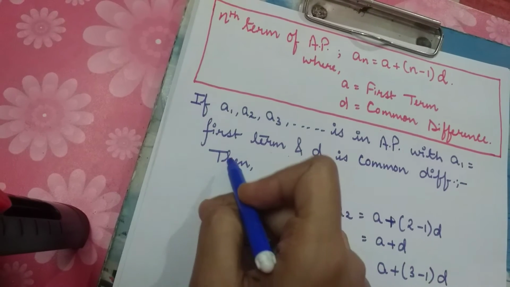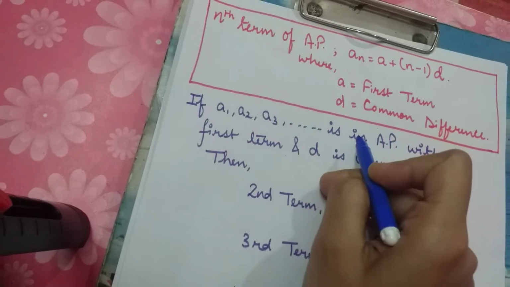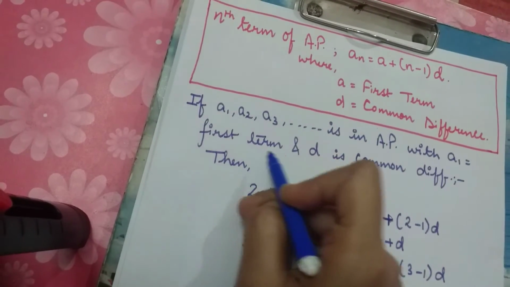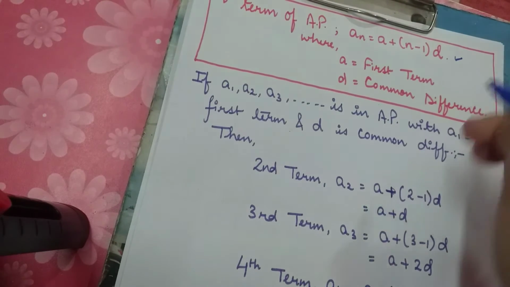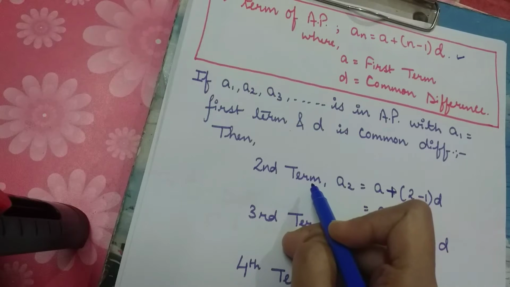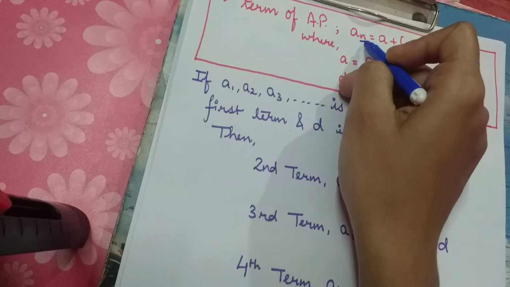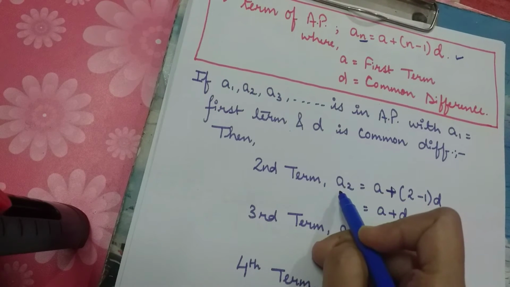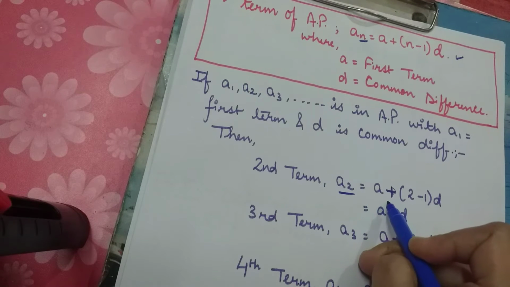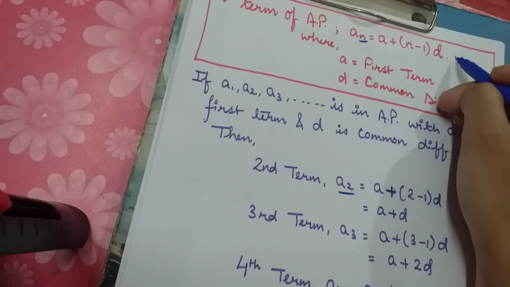See, if a1, a2, a3 and so on is in AP, with a1 being the first term and d being the common difference, then how can we find the second term? By using this formula. Here n is any natural number, like 1, 2, 3, 4 and so on. n can't be a fraction. The second term of AP is denoted by a2, so simply put the value of n as 2 in the above formula.